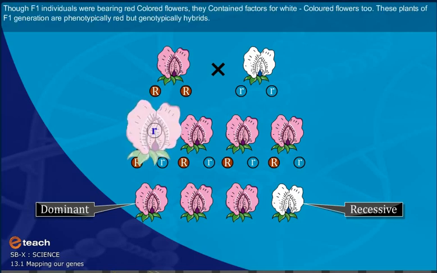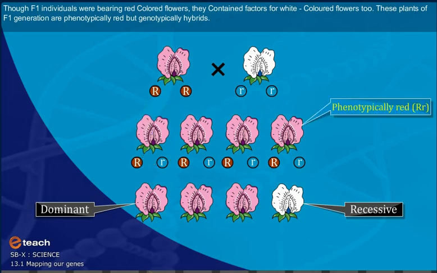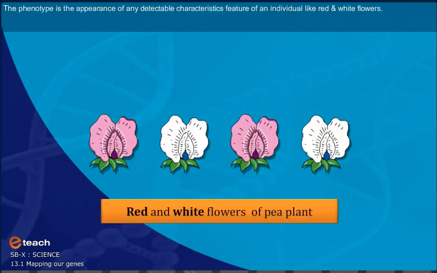Though F1 individuals were bearing red-colored flowers, they contained factors for white-colored flowers too. These plants of the F1 generation are phenotypically red but genotypically hybrids. The phenotype is the appearance or any detectable characteristic feature of an individual, like red and white flowers.